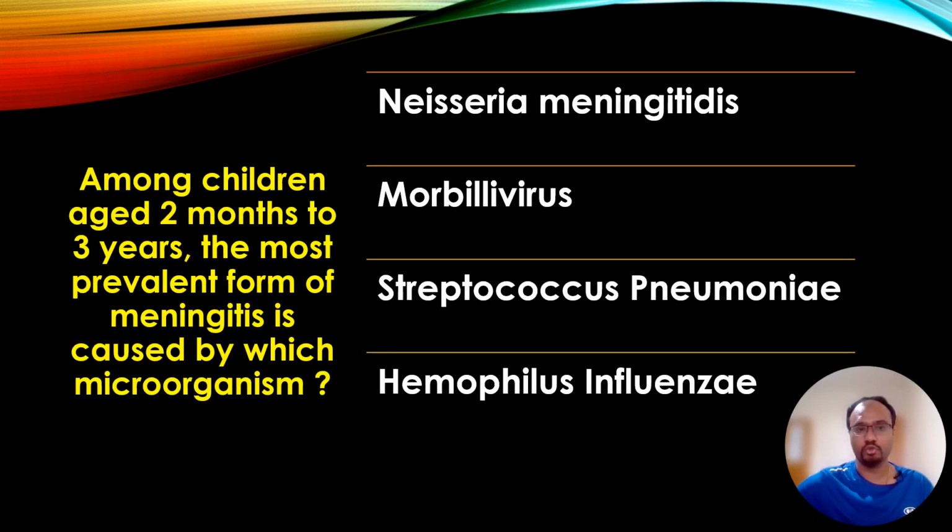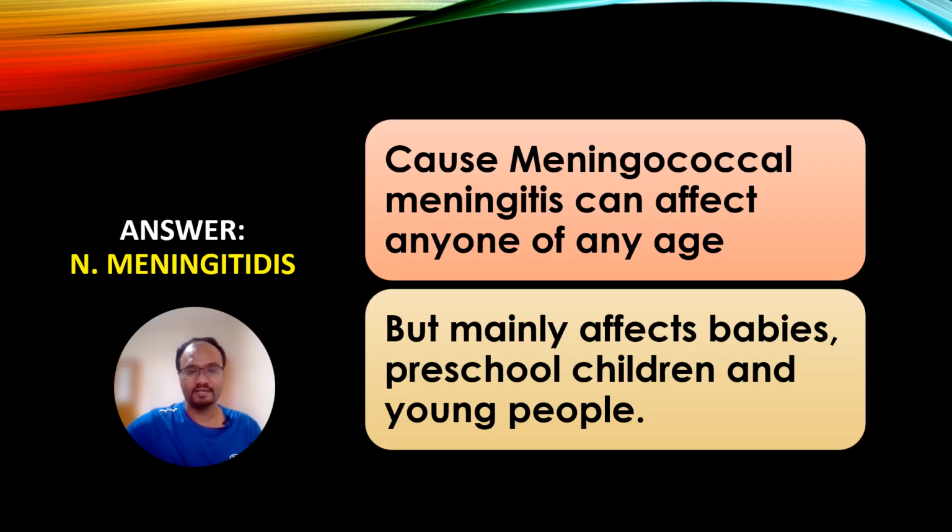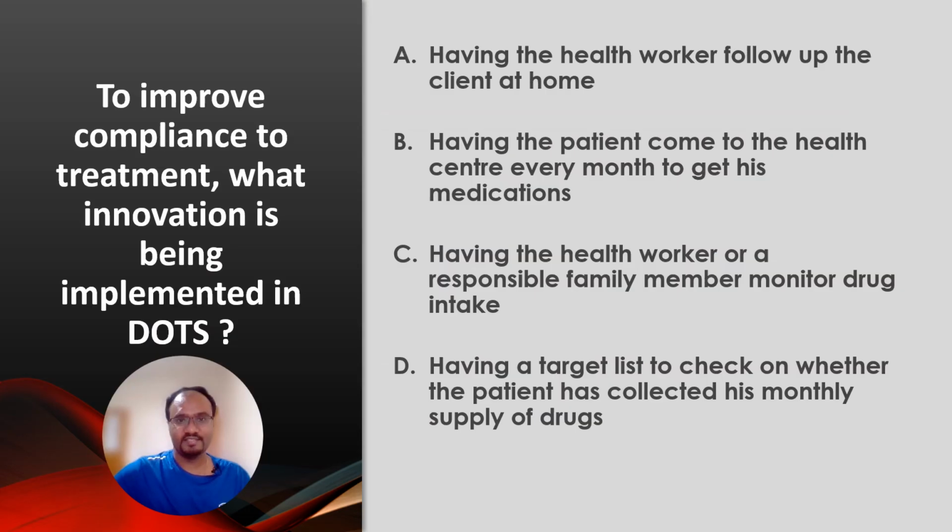Among children aged 2 months to 3 years, the most prevalent form of meningitis is caused by which microorganism? And the options are Neisseria meningitidis, morbillivirus, Streptococcus pneumoniae, Haemophilus influenzae. And the correct answer is Neisseria meningitidis. Neisseria meningitidis causes meningococcal meningitis, which can affect anyone of any age, but mainly affects babies, preschool children, and young people. Let us see the next question.